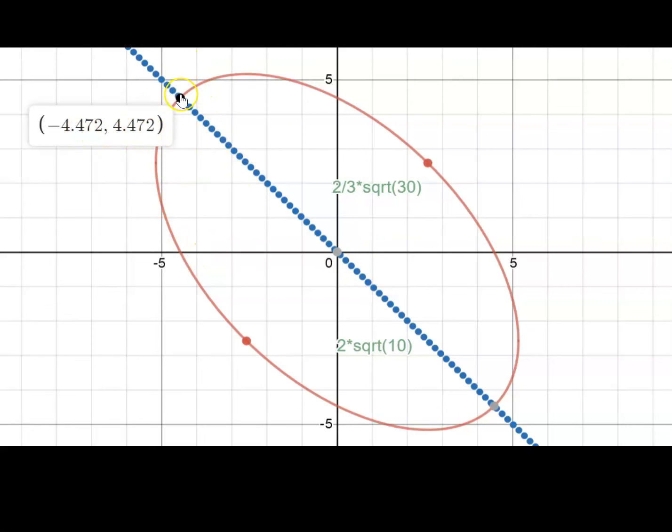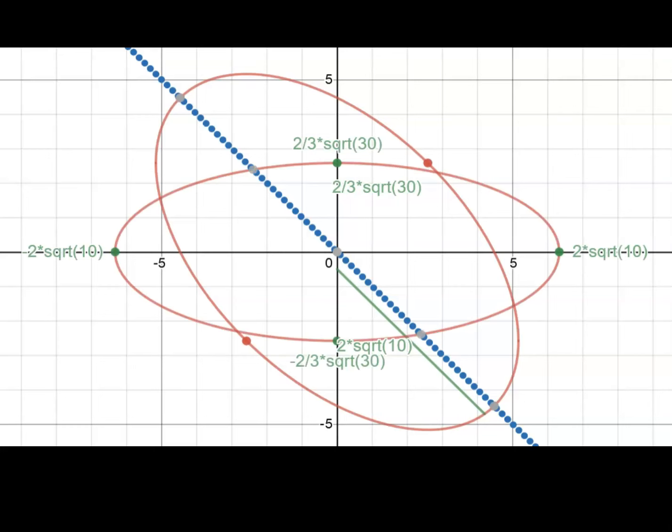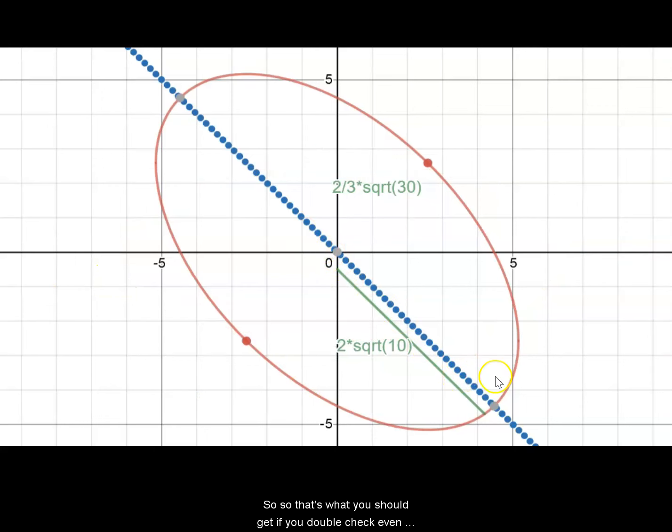If you find through the Pythagorean theorem the length of this side, from the center to the endpoint of its principal axis, you should notice that the length is 2 square root of 10, which is exactly what we had for our other matrix. That's what you should get if you double check. Even with your approximation, you'll get pretty much the same thing out.